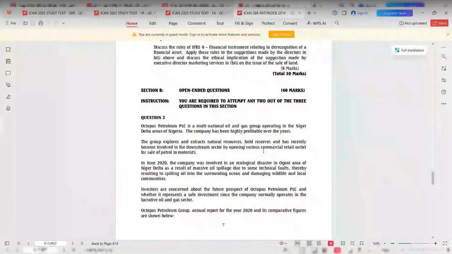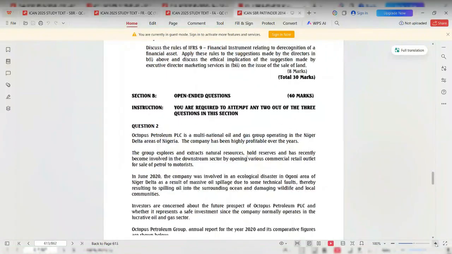As I will be reading it, I'll be explaining little things, because this is one of the differences between SBR and FR. As a matter of fact, not really a difference. They can decide also to set something like this in FR. They want you to apply the information in the question they have set, to incorporate those information in your report, in your interpretation. So please let us pay attention to it.